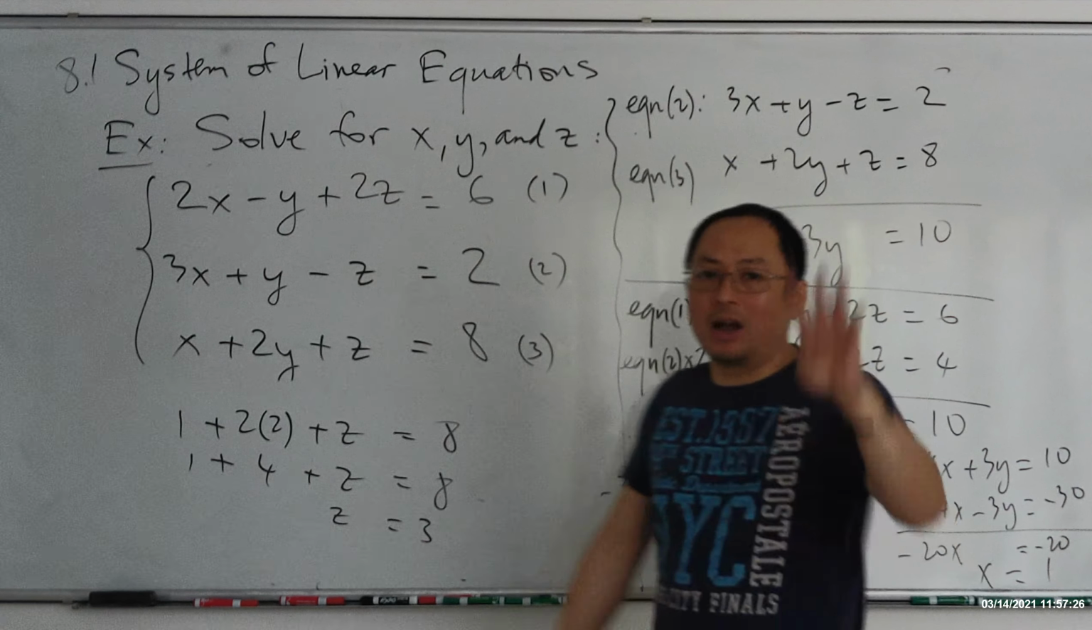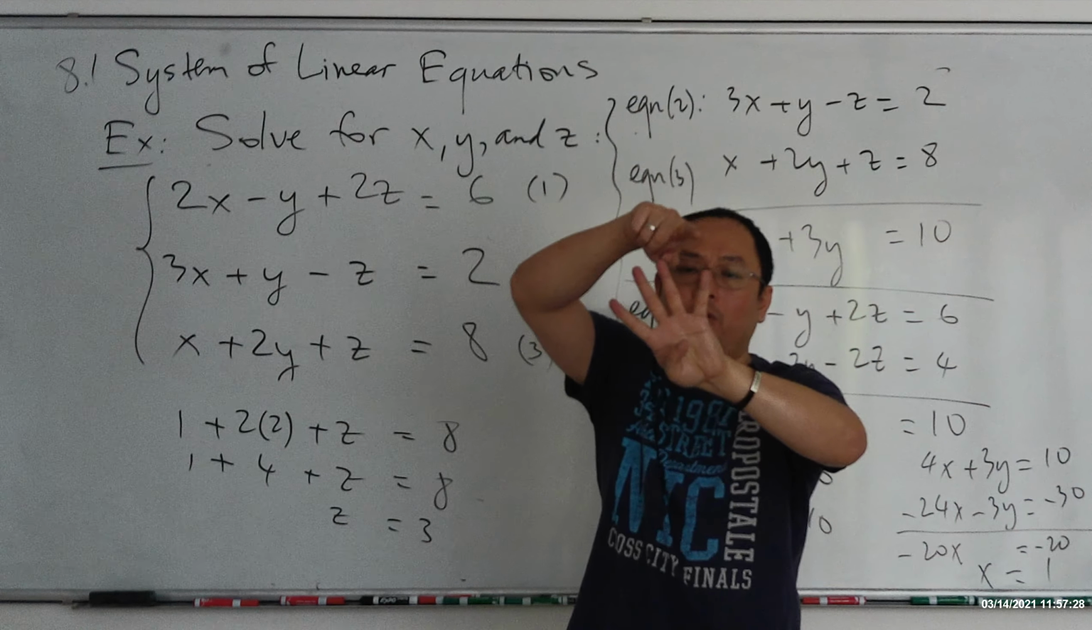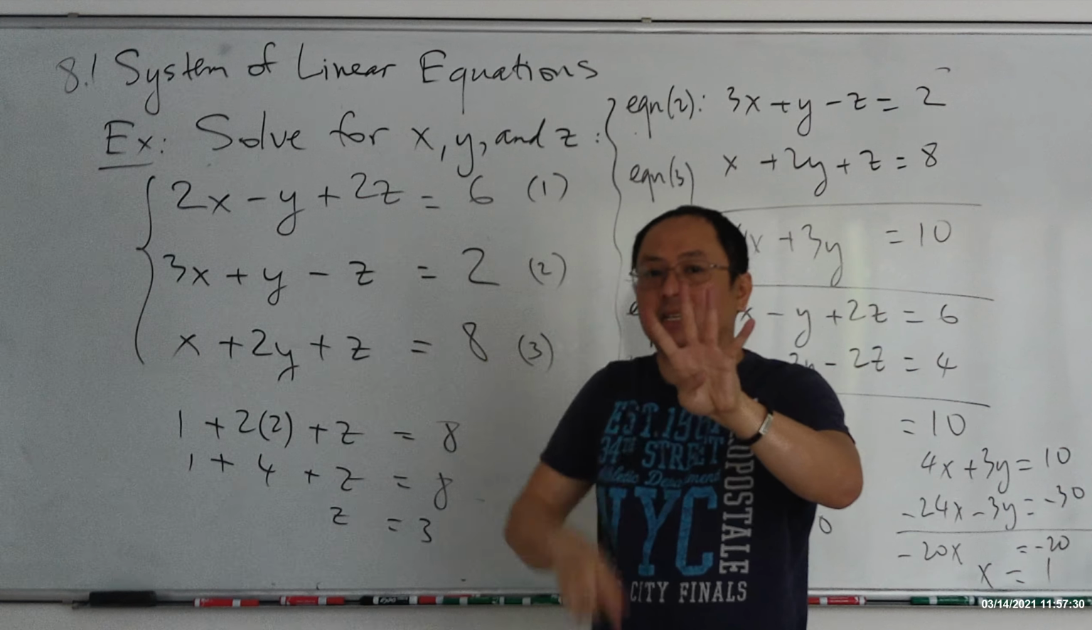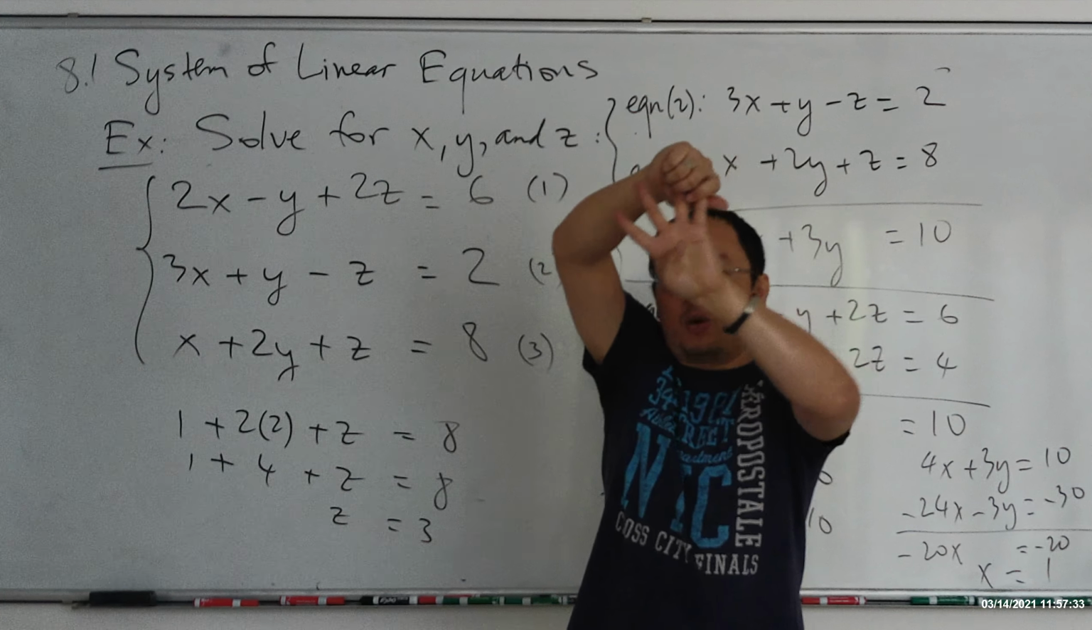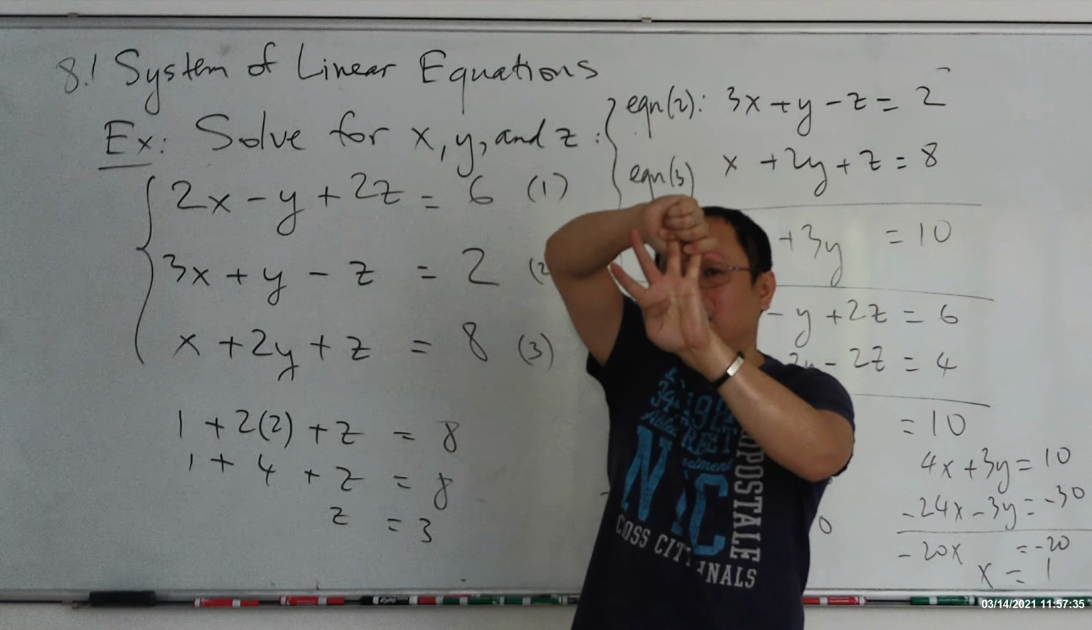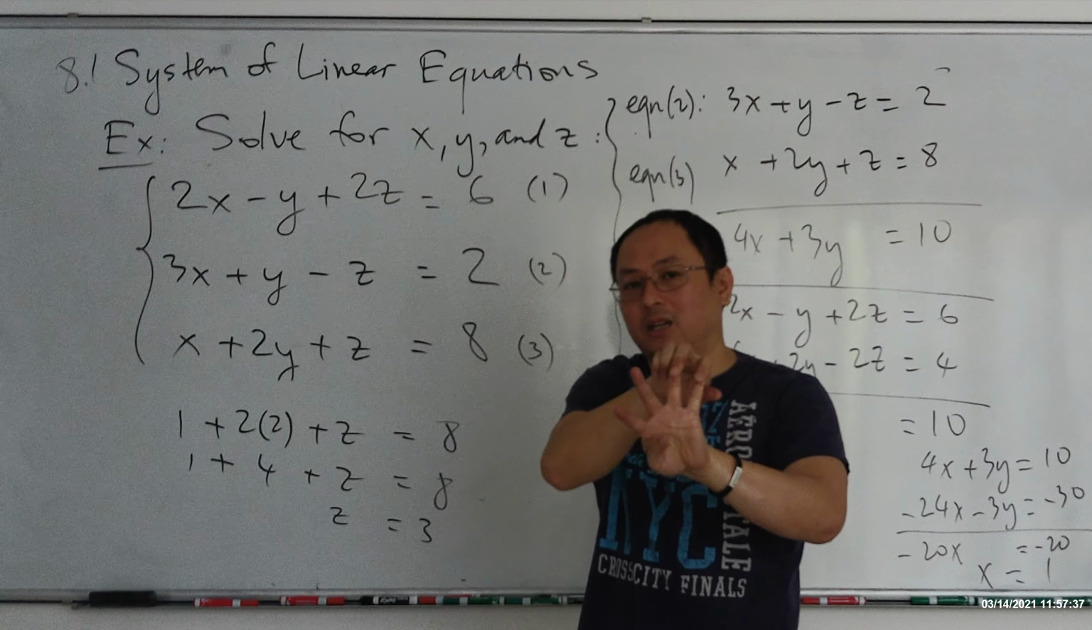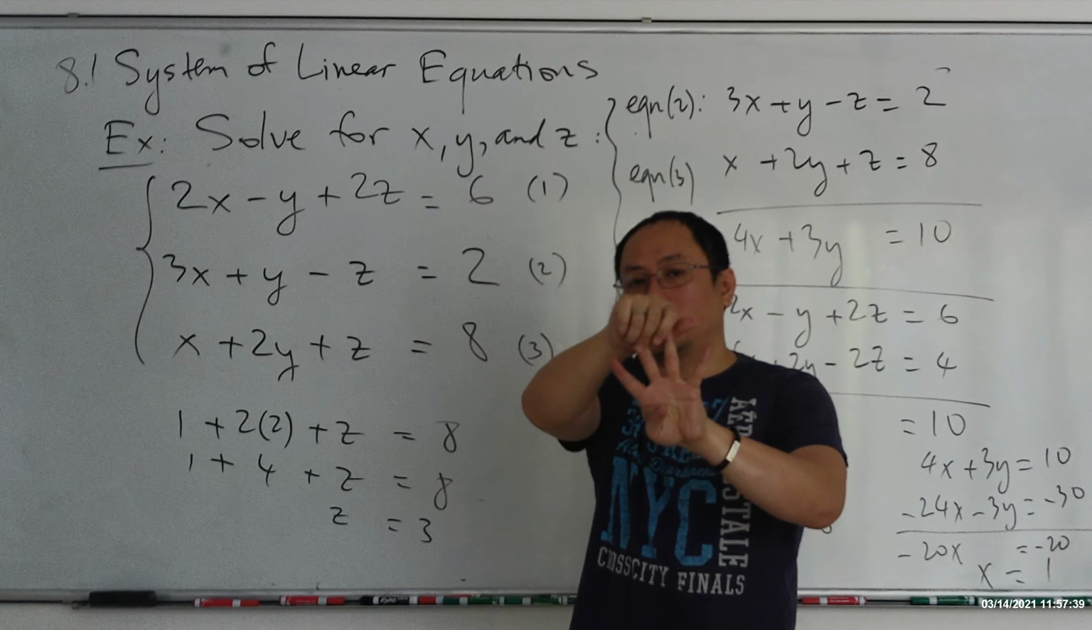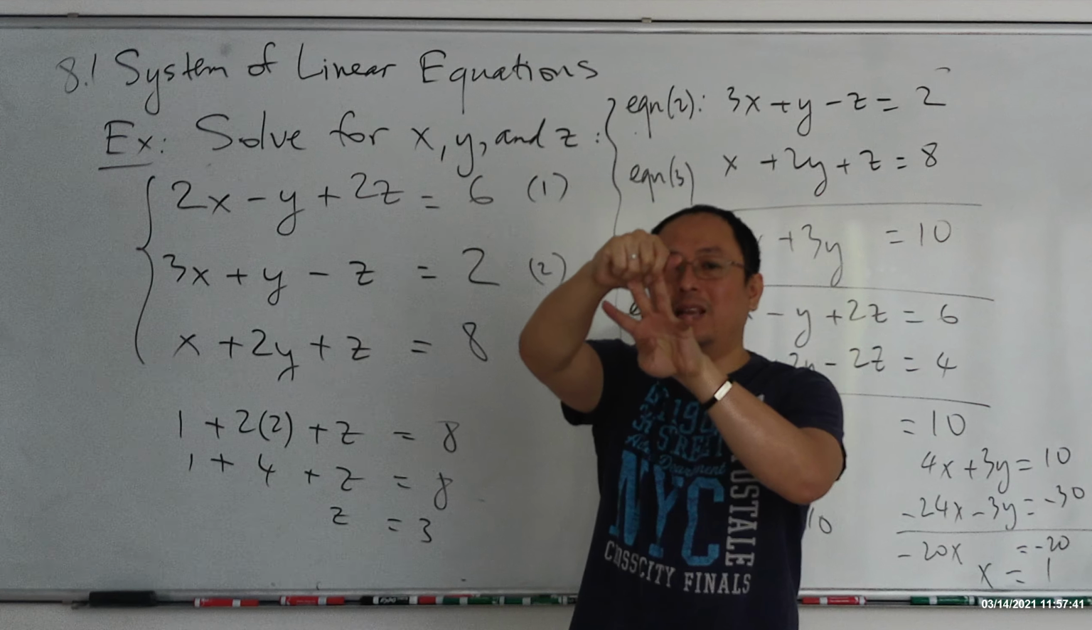Okay? Say if I got 4 linear equations, you solve for 4 unknowns, x, y, z, and t. I choose equation 1 and equation 2. Eliminate t. Right? I'm going to come up with a new equation in x, y, z. I can choose equation 2 and equation 3. I can eliminate t again.